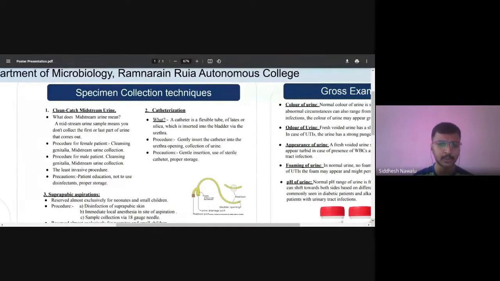So coming to the procedure of these techniques for female patients. The steps are: first, the vulva and labia should be cleansed thoroughly using a sterile cotton gauze pad and warm soapy water. After that, the vulva and labia should be thoroughly rinsed with water and then dried with a sterile gauze pad. Then the first few milliliters of urine should be passed into a bedpan or toilet bowl to remove the bacteria from the urethra.